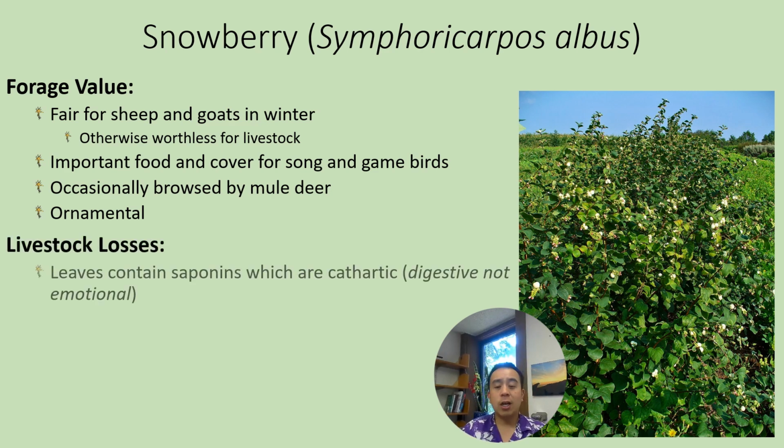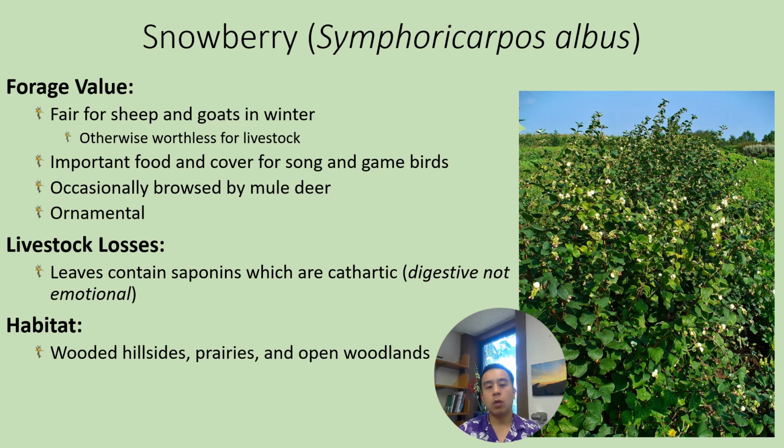In terms of livestock, it can sometimes not be the best because it contains saponins, which are cathartic. And again, there are two different definitions of cathartic, and we're talking about digestive catharticism, which causes digestive movement, not emotional catharticism. In terms of its habitat, it occurs on wooded hillsides, prairies, and open woodlands. And it can occur in both moist and dry soils.